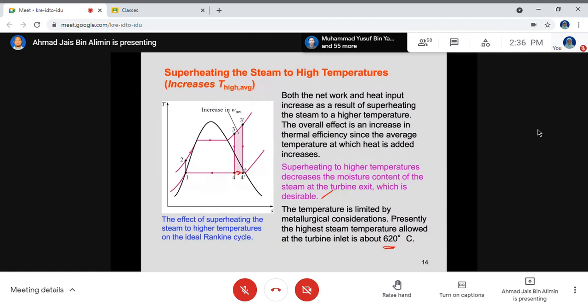So tadi condenser pressure you can push it down, and then this one you increase the temperature of the steam. So you reduce the condenser pressure is desirable, but you increase the moisture. You increase the temperature of the steam is desirable, but it's limited by the metallurgical properties of the turbine. So maknanya ada limit lah berapa tinggi you boleh bawa, okay? Dan ada limit berapa rendah tekanan condenser boleh diturunkan.